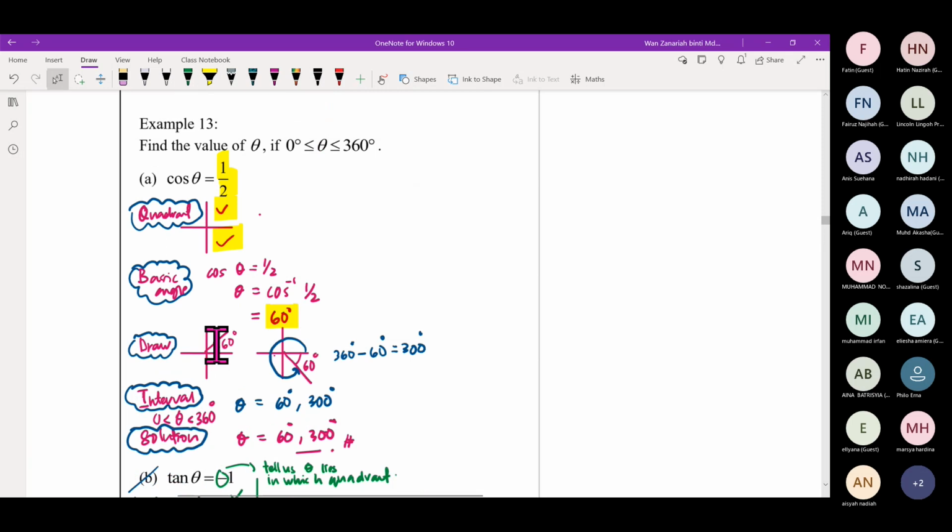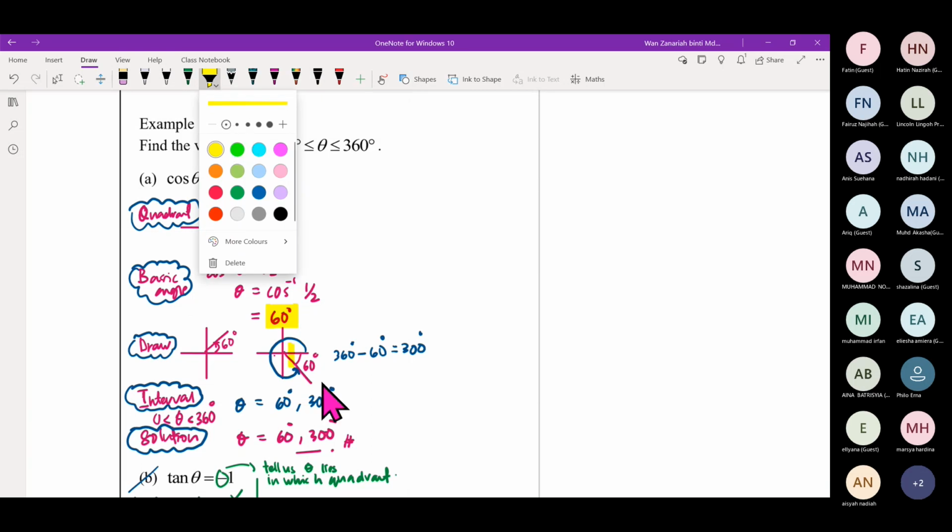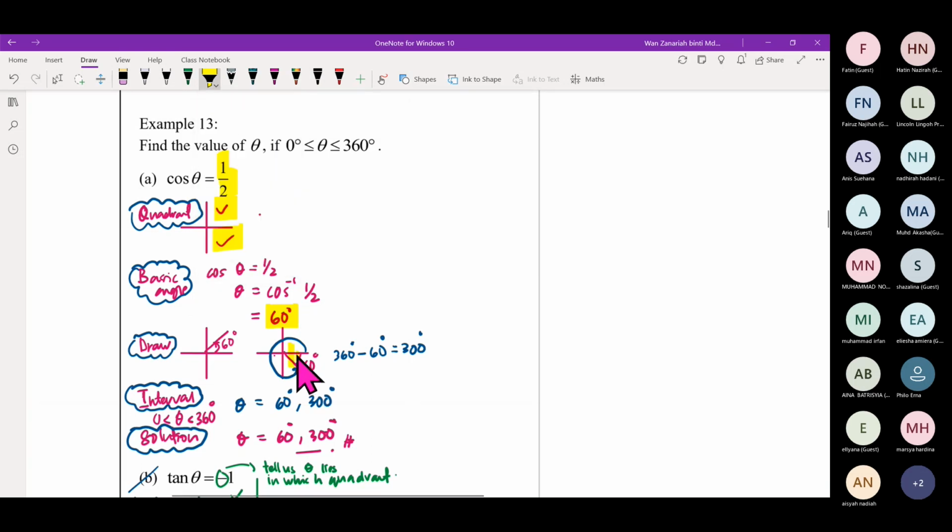Okay, yang pertama 60 tak ada masalah, terus ambil. But the 60 on the 4th quadrant, ingat balik kita punya ribbon. Ribbon mestilah attached to the x-axis, yang ini. Nampak ini? But the angle that we want must be from 0 until the 4th quadrant.